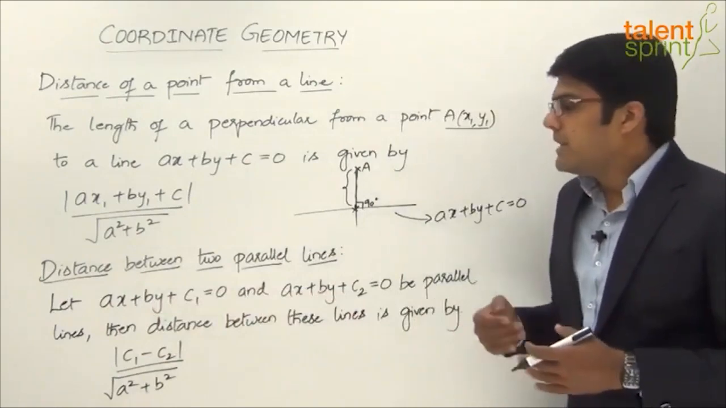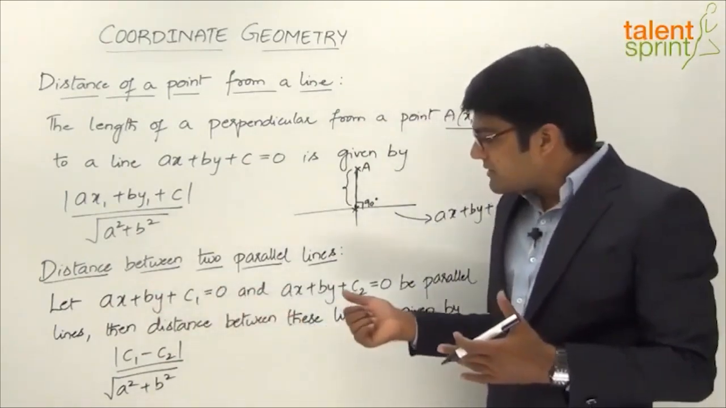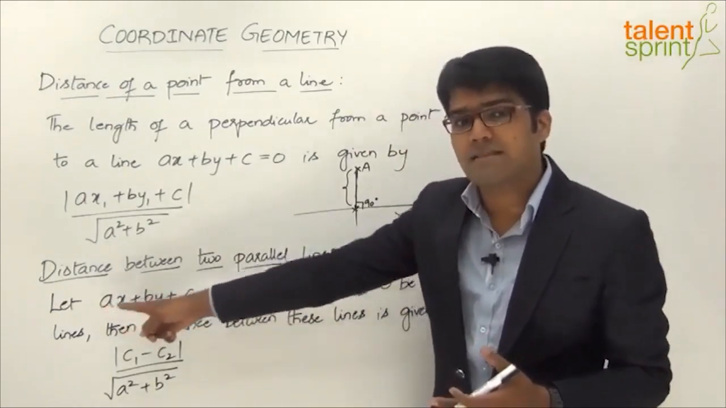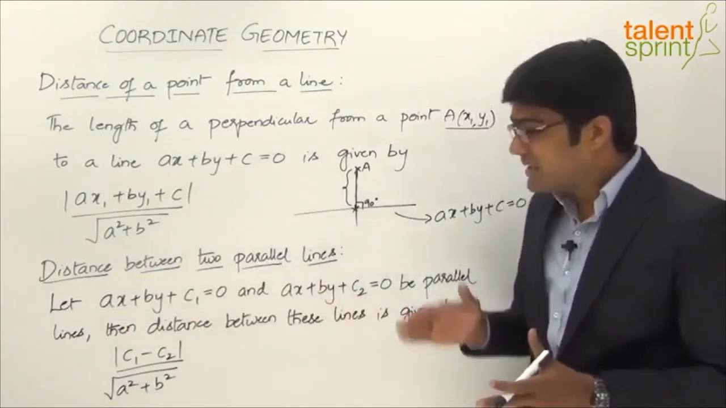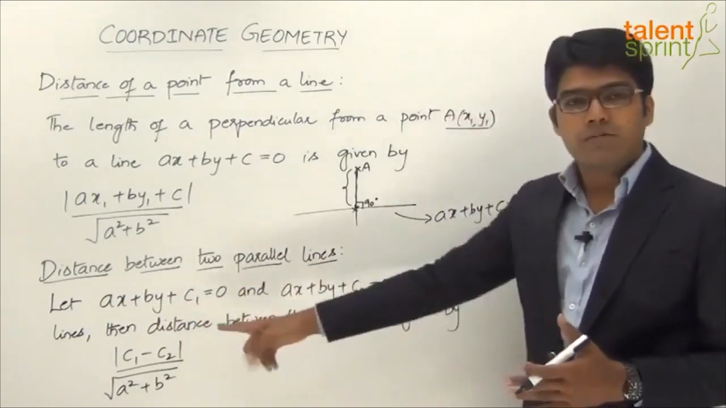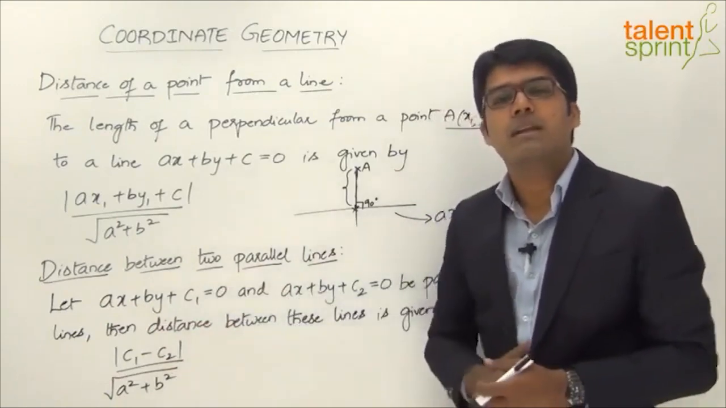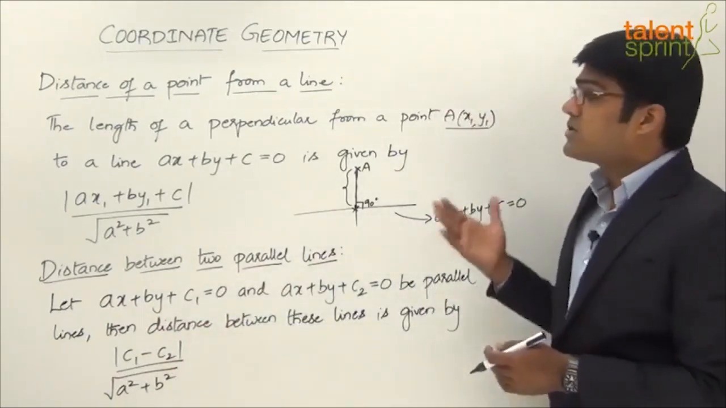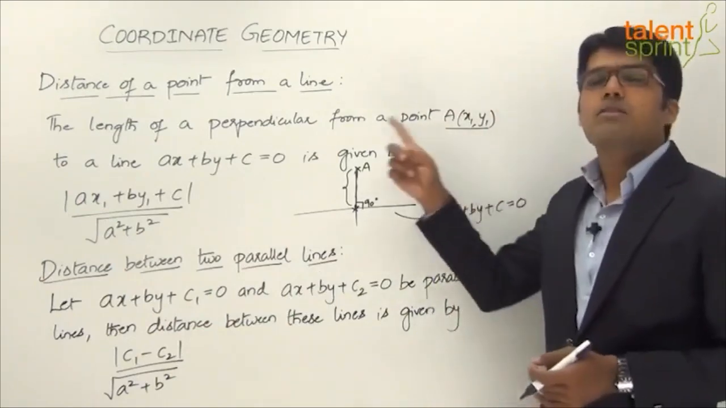See, when the equations are given, they need not be exactly in this form. But when we simplify, we will find that the ratio of coefficients of x and the ratio of coefficients of y are equal. Those two lines are parallel. In that case, we only need to consider the constants c1 and c2 in the formula. So modulus of c1 minus c2 divided by root over a square plus b square will be the distance between these two parallel lines. As a special case, let us also see what the length of a perpendicular from the origin to a given line will be.